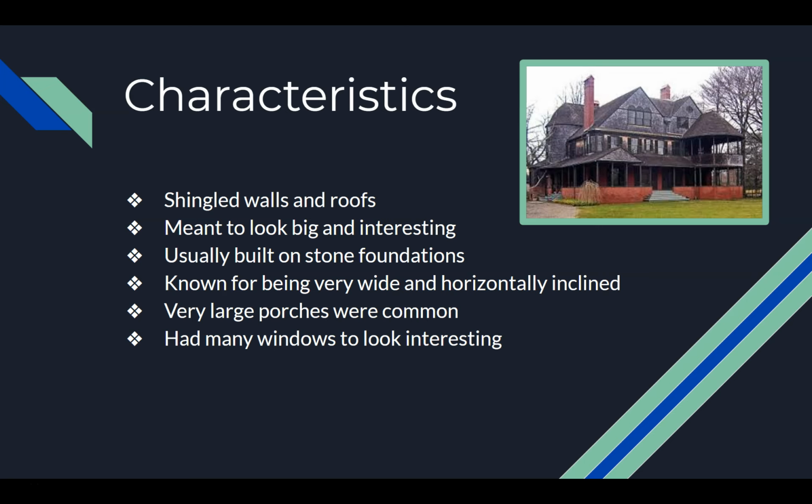Some characteristics of the walls. It's called the Shingle style. You can see the shingled walls and roofs over here. Basically, the entire side and roof of the house is shingled. It's supposed to look super big and interesting. You can see a ton of different features. The outside is super interesting with the windows and the big porches. And it's known for being very large horizontally. It's supposed to just look very interesting on the outside.